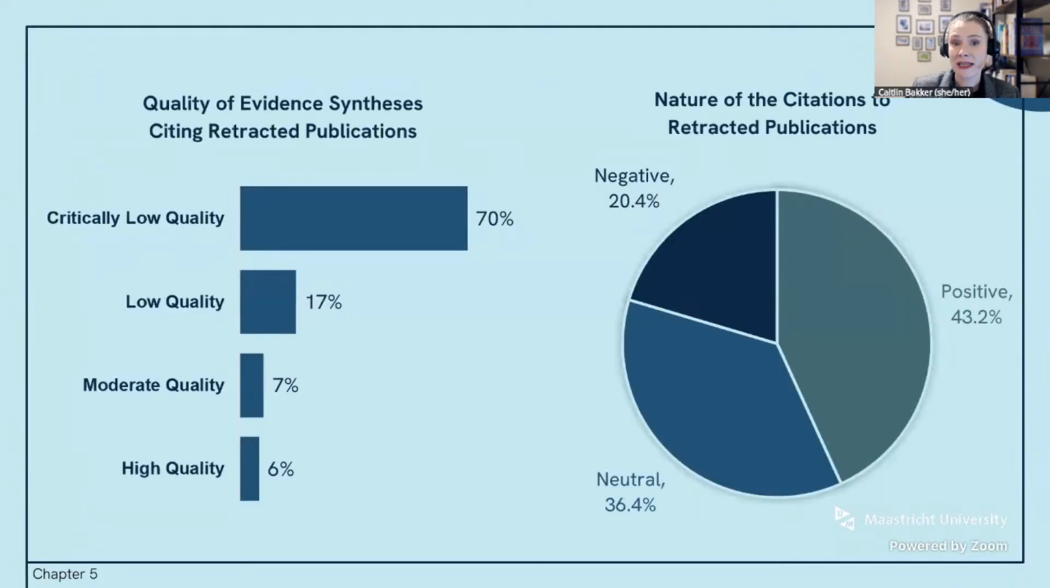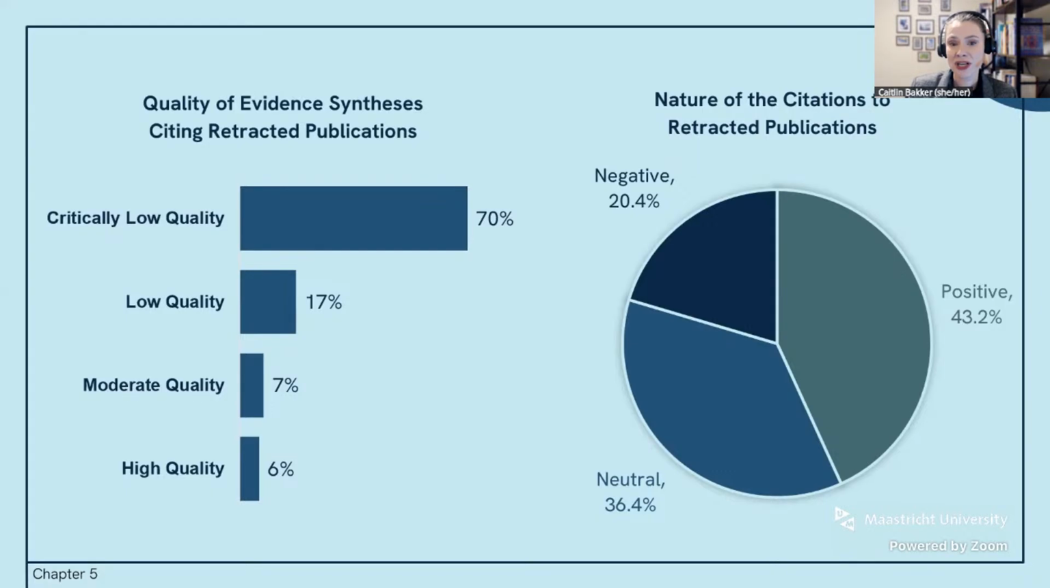So of the evidence syntheses that cited retracted publications in our sample, approximately 70% were found to be of critically low quality. Most of the citations, about 43%, were positive, while 36% were neutral and slightly over 20% were negative. We found that high quality reviews tended to have negative citations to retracted publications, while critically low quality reviews tended to have positive citations to retracted publications.